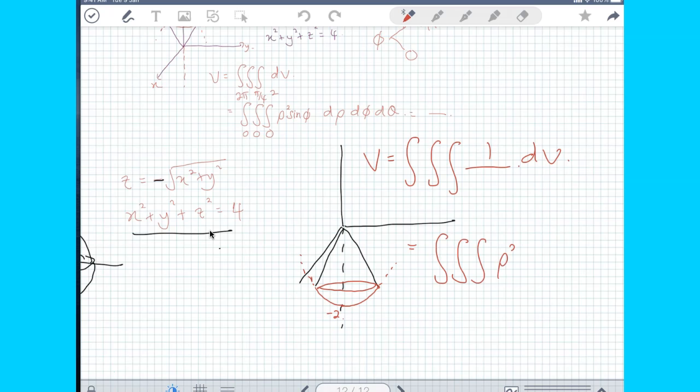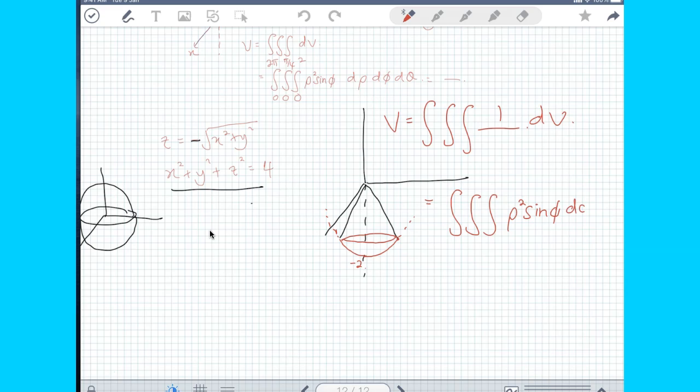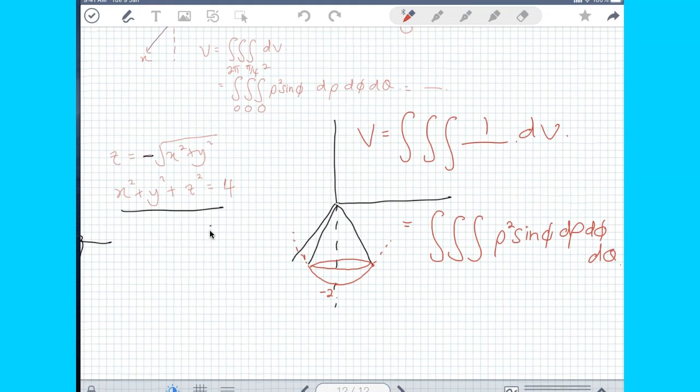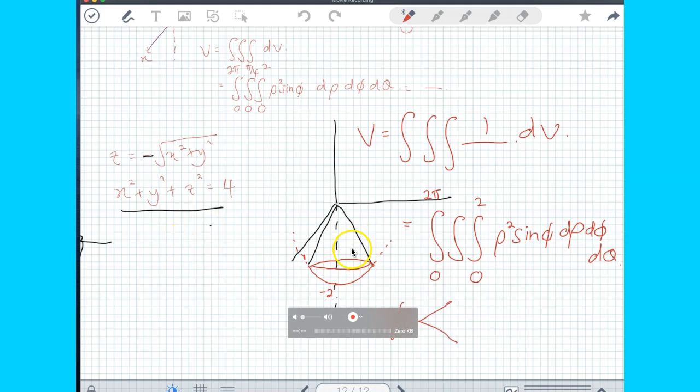You have rho squared sine phi d rho d phi d theta. I always make a mistake with this, d rho d phi d theta. So all the limits for rho and theta are the same: theta from 0 to 2 pi, and rho still the same, 0 to 2. But then your phi, because now it is at this area, so no more z equals 0.